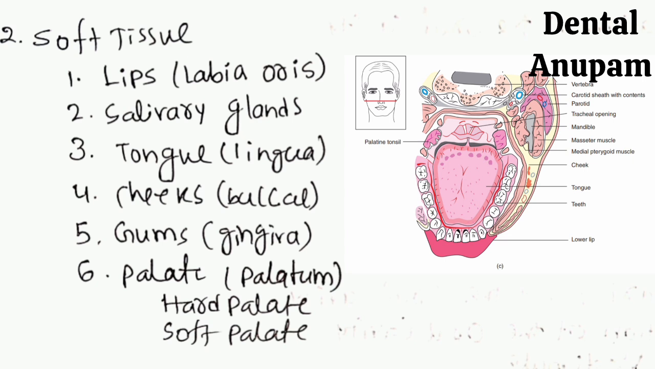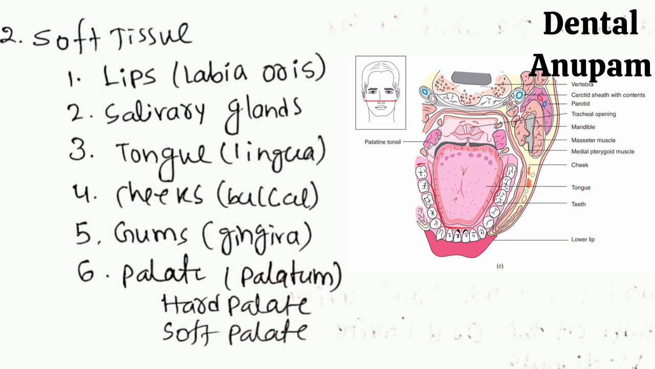Cheeks, bucca. Cheeks are sheet-like structures that form the side of the face and merge with the lips anteriorly. They are composed of muscle fiber, fat, alveolar tissue, blood vessels, and nerves, and are lined by the skin externally and the mucosal membrane internally.